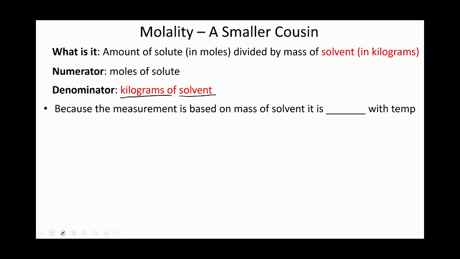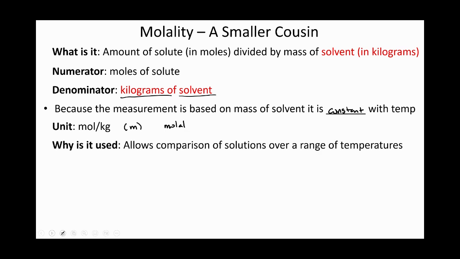And because this measurement is now based off mass of both our moles of solute and our kilograms of solvent, this is going to be something that's constant with temperature. And so if we're trying to observe something that's going to be taking place over a range of temperatures, such as a freezing point depression, this is a preferable unit to use because it's constant. And the units for this are moles per kilogram, and you'll see this if we're referring to a molal solution. We have a little m, and we refer to solutions as having a certain number of molal in terms of concentration. And why it's used is, because of this temperature independence, it allows the comparison of solutions over a range of temperatures.